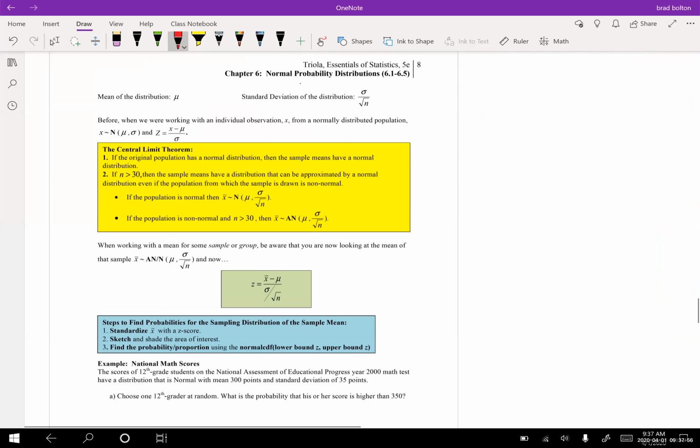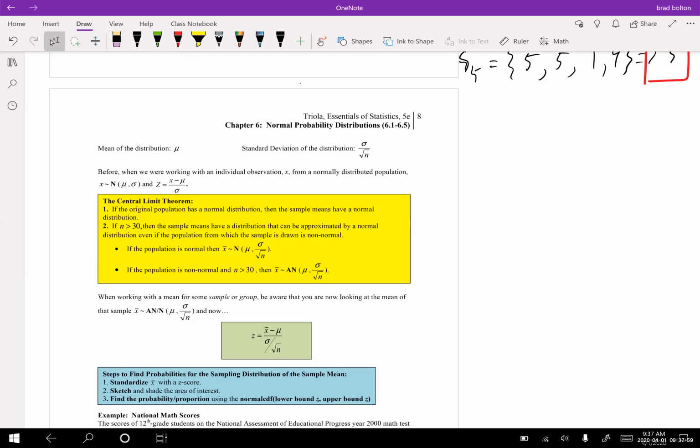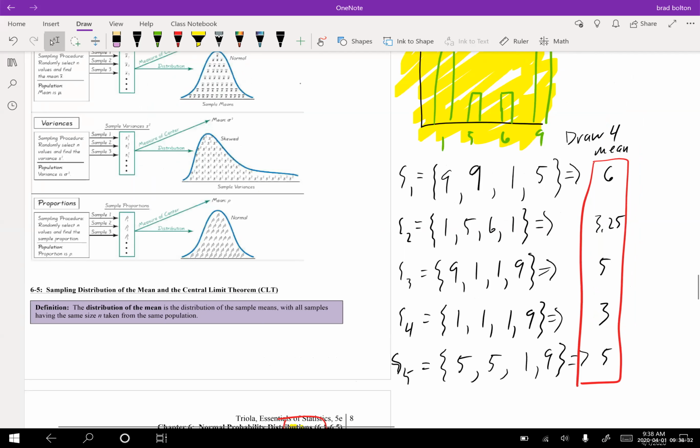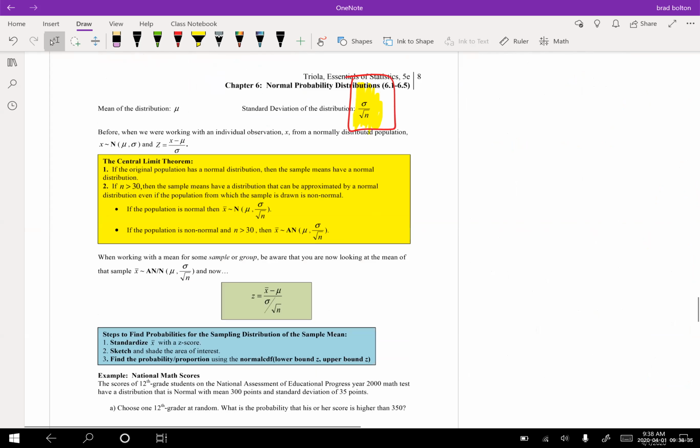So this, the standard deviation of the distribution, that's what they're trying to tell you right here. You take the standard deviation and divide it by the square root of n. So, the sampling distribution of the mean and the central limit theorem. It says the distribution of the mean is the distribution of the sample means, with all samples having the same size and taken from the same population. That's what I just did over here, and that's what we were doing in the other problem.